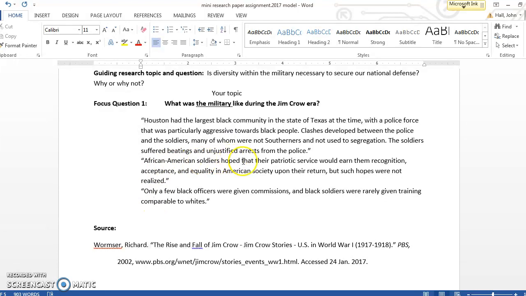African American soldiers hoped, and you see it goes on there. Only a few black soldiers were given commissions, and black soldiers were rarely given training comparable to whites. I felt like that was some interesting information as well. And you can find even more information. Don't limit your notes to just 3 points, but that's a good place to start. I want you to see that the whole focus is trying to see what the military was like during the Jim Crow era.